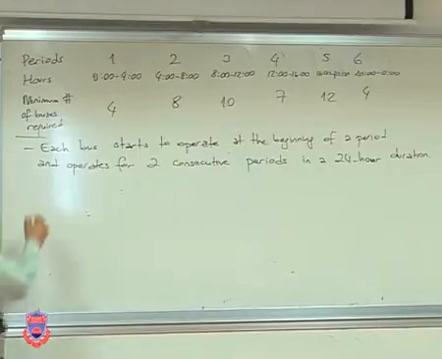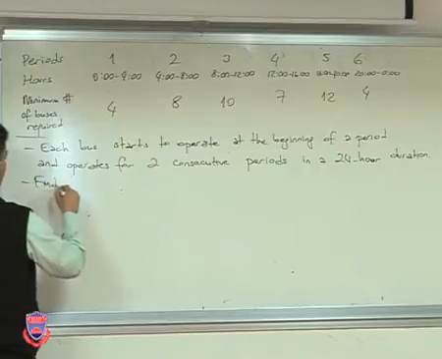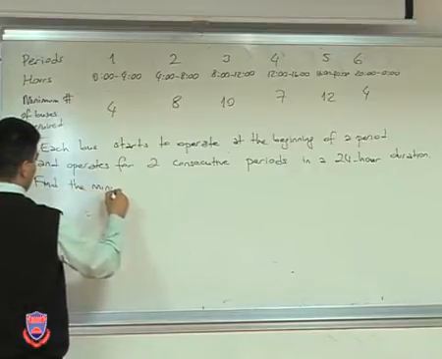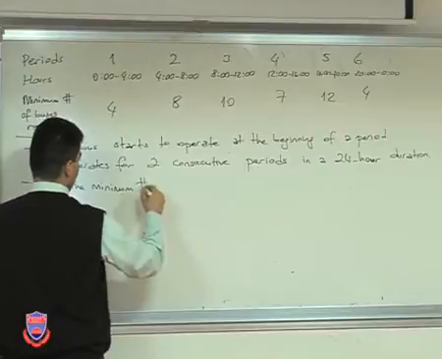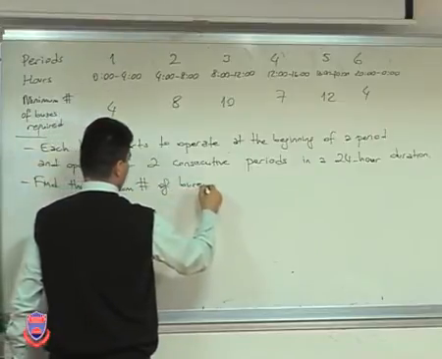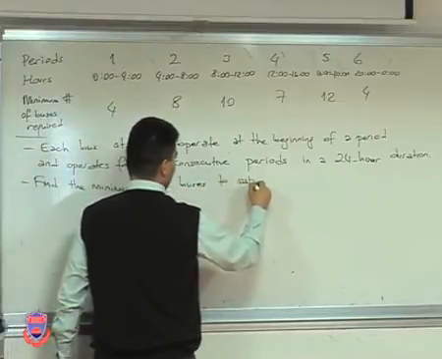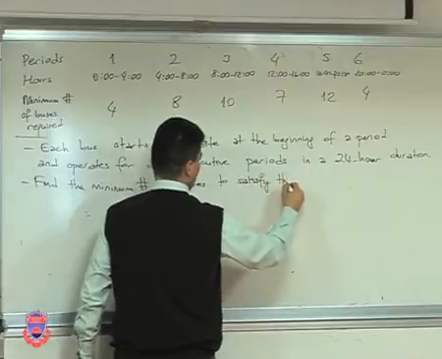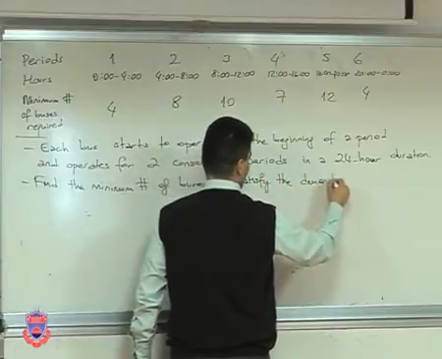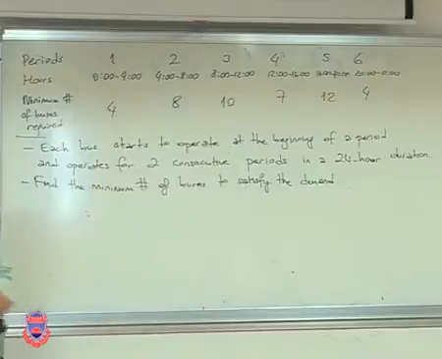So the question is the following. So find the minimum number of buses to satisfy the demand. So how many buses should I use to satisfy the entire demand?